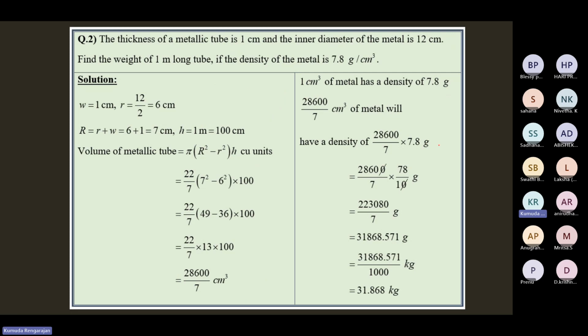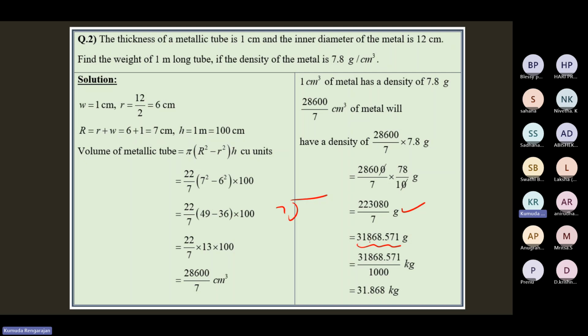7.8. No, we're shifting the decimal point. So 78 by 10. And then cancel. So you get so many grams. I've divided, meaning I divided by 7. And I got this one.